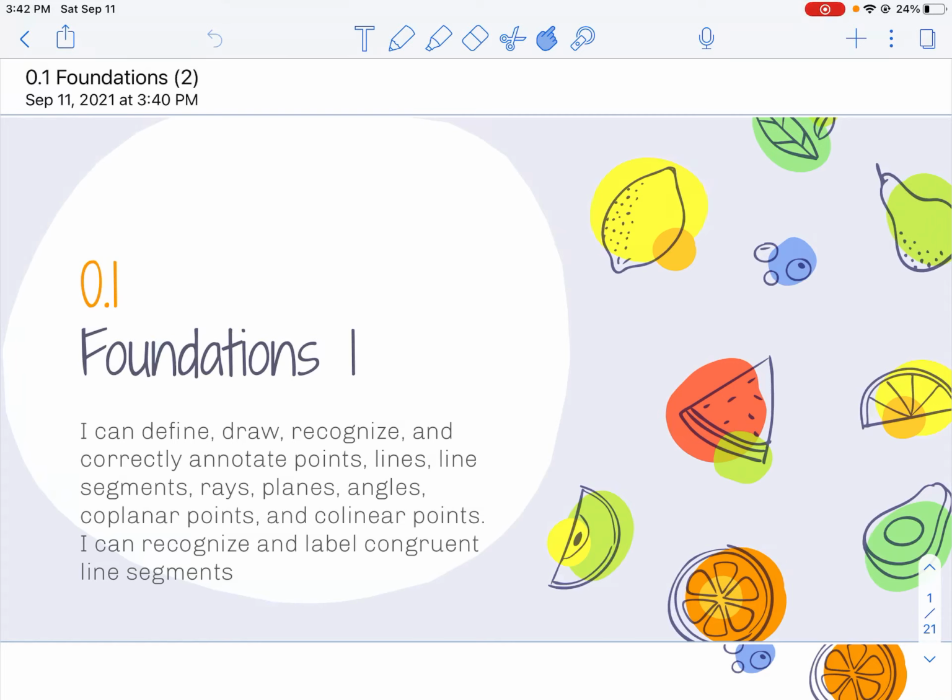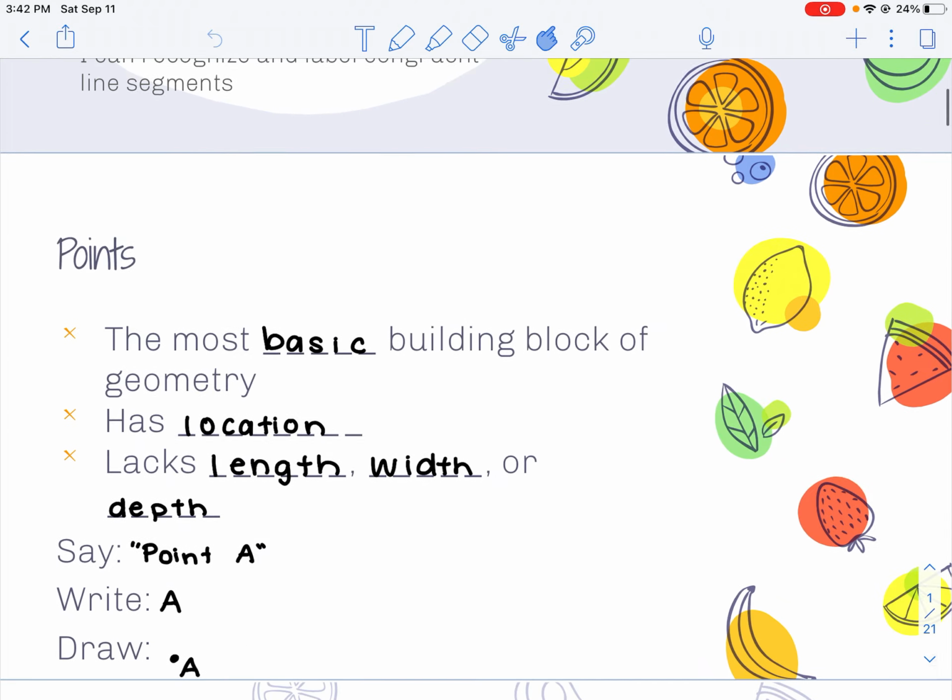In our first lesson of Foundations 1, we're going to define, draw, recognize, and correctly annotate points, lines, line segments, rays, planes, angles, coplanar points, and collinear points. So lots of vocab. And you'll also be able to recognize and label congruent line segments.